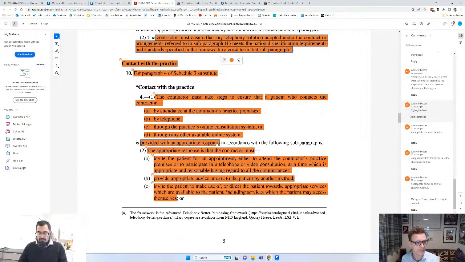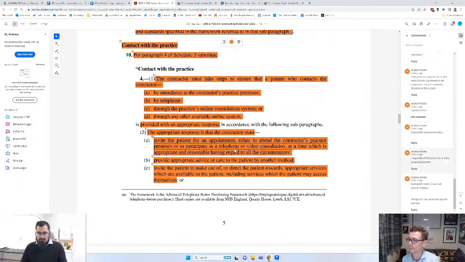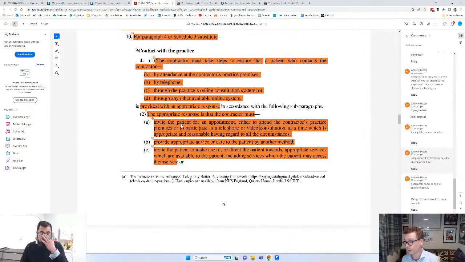People talked a lot about this assessment of need term, which isn't actually anywhere in this document or the old document. I've done my keyword searches and can't find it anywhere, but appropriate response is quite a key phrase here. So, an appropriate response in accordance with the following sub-paragraphs: the contractor must do one of the following things, which is invite the patient for an appointment, either to attend the contractor's practice premises or participate in a telephone or video consultation at a time which is appropriate and reasonable, having regard to all the circumstances.